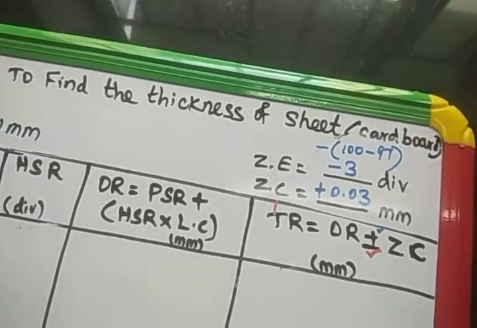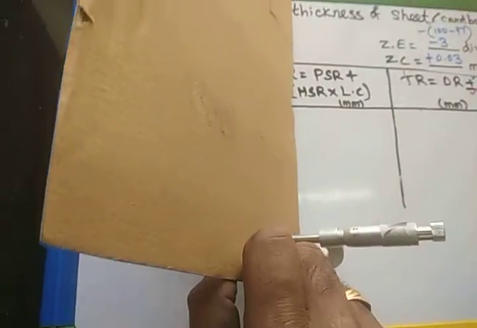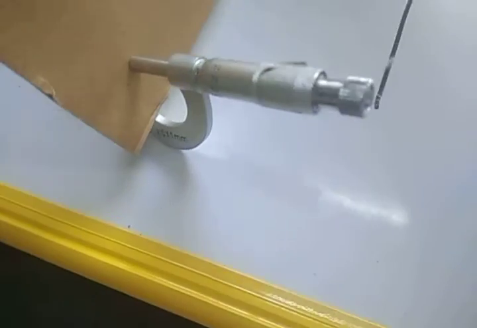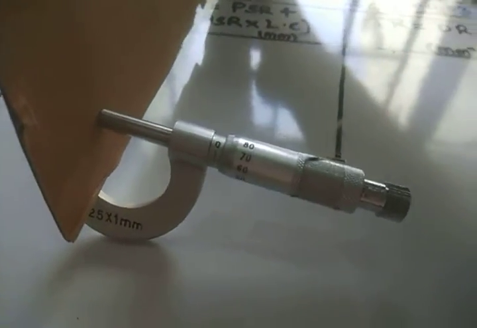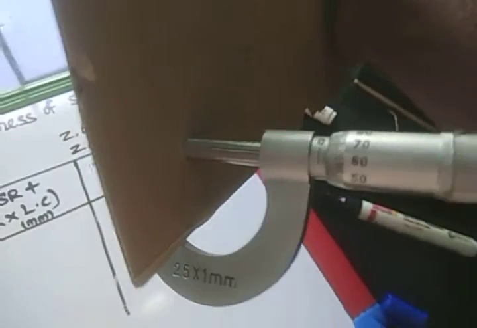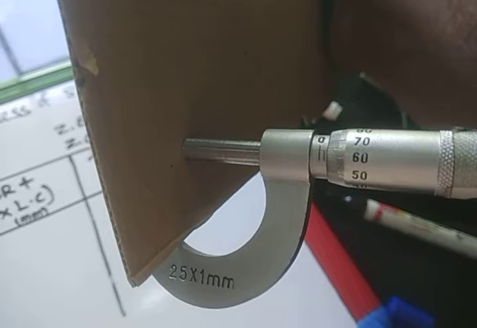So now we are going to take the cardboard. So this is the cardboard. In this cardboard I will fit the screw gauge. So this is the screw gauge. Are you able to see this? In this cardboard I will fit the screw gauge. Okay, so I hope that you are able to see the picture clearly.